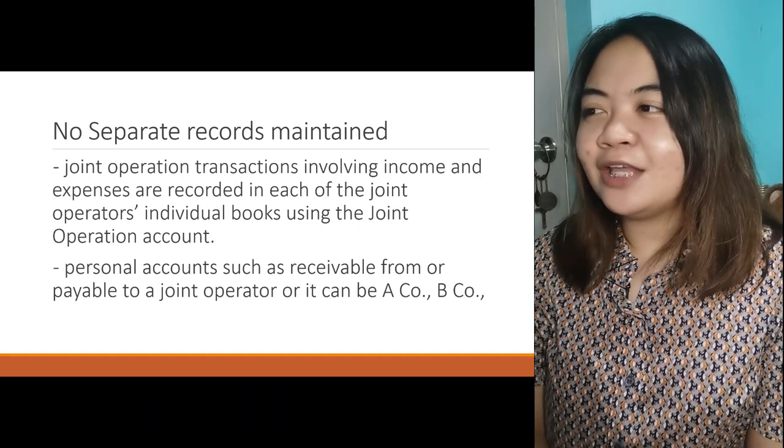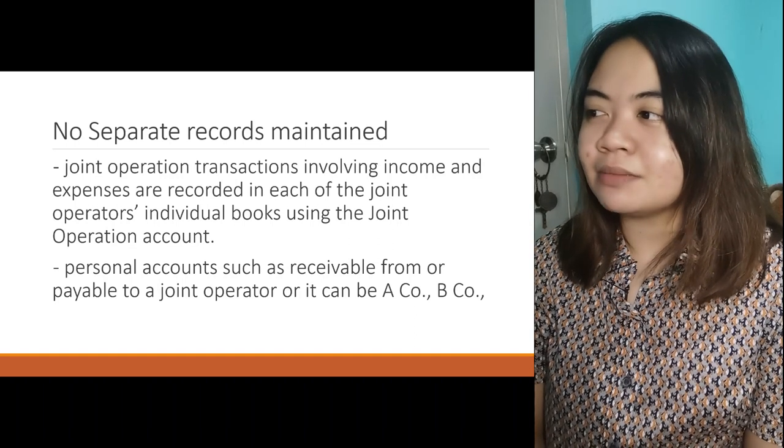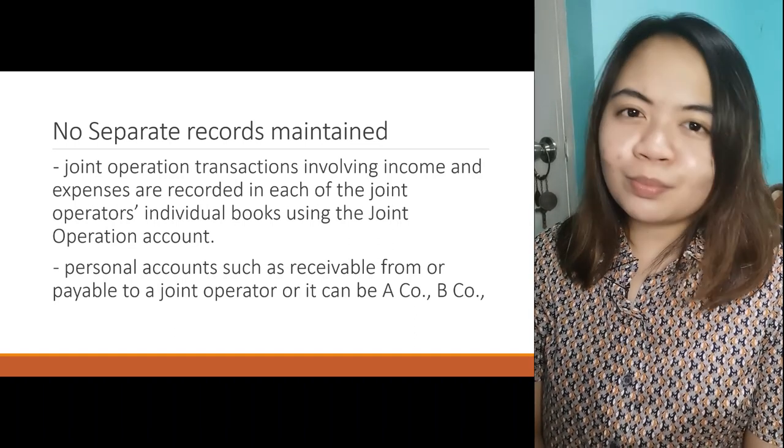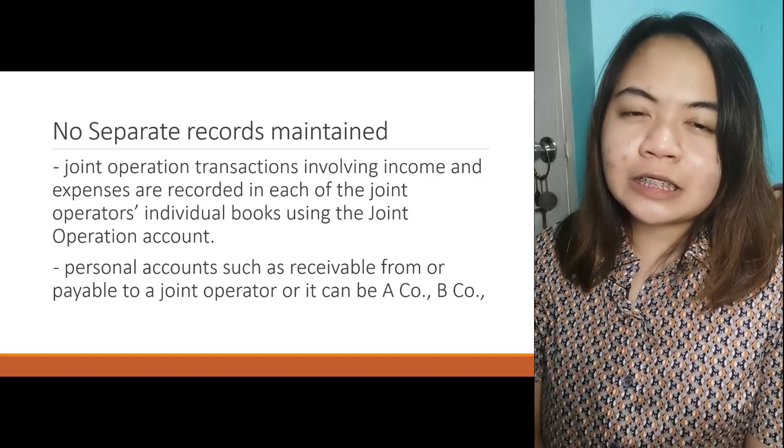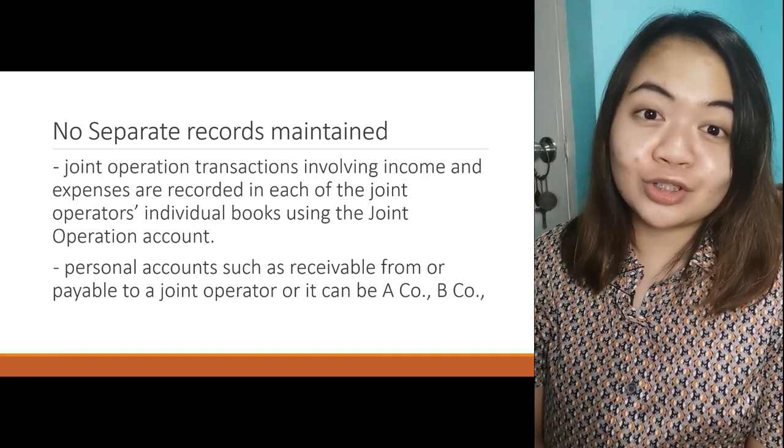Ano? So, paano daw kapag no separate records are maintained? Ang ibig sabihin nito, yung joint operation transactions, i-re-record mo siya sa sariling books, okay, the individual books of the joint operators.